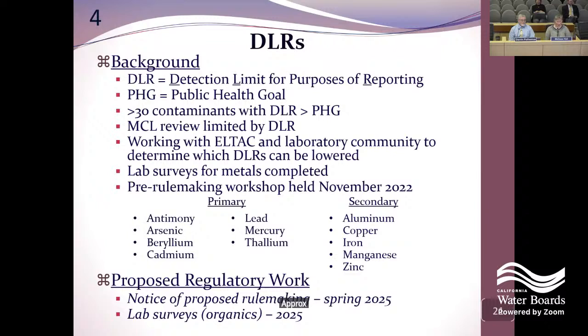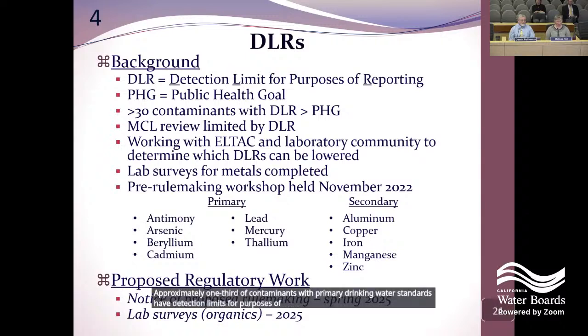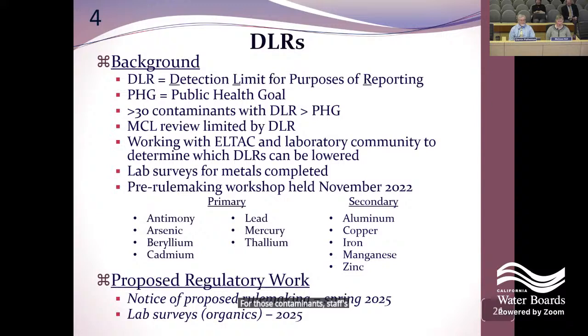Approximately 1/3 of contaminants with primary drinking water standards have detection limits for purposes of reporting, or DLRs, set at higher concentrations than their corresponding public health goals. For those contaminants, staff's ability to evaluate public exposure between the public health goal and the DLR is limited, as is the ability to evaluate the economic and technological feasibility of lowering the MCL.